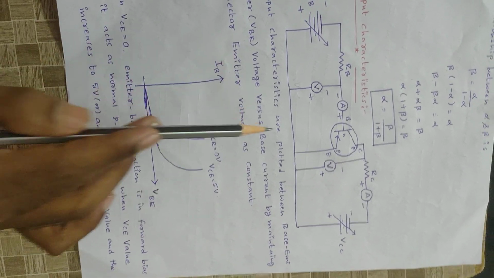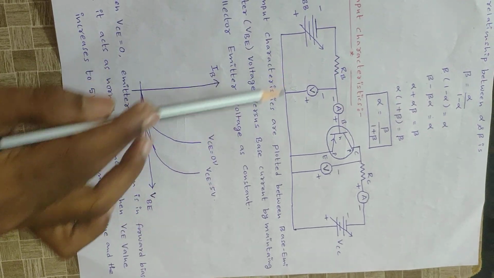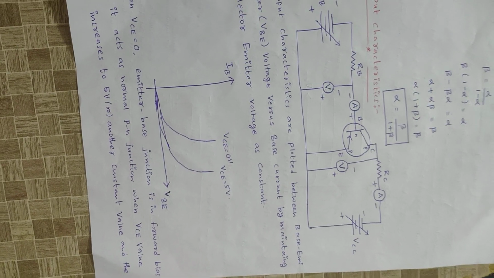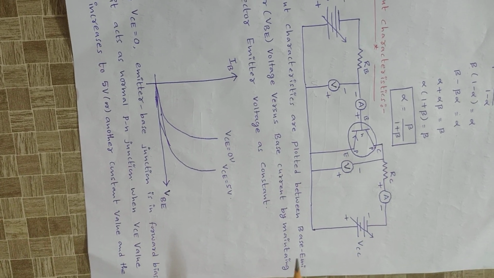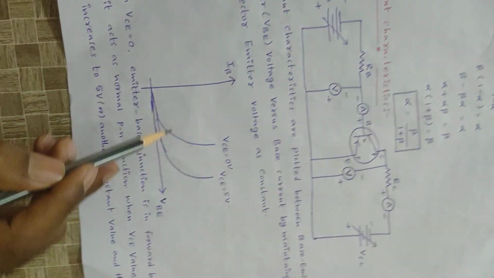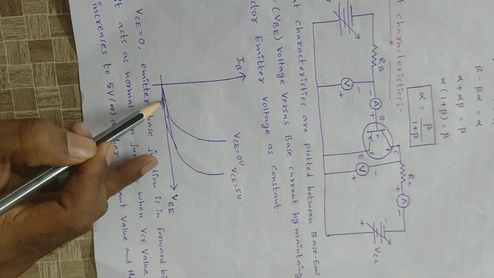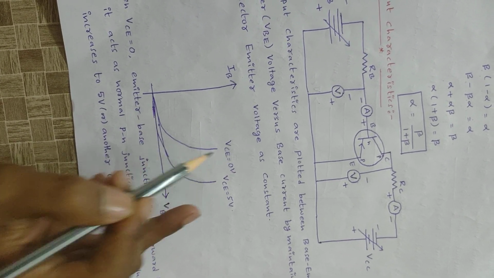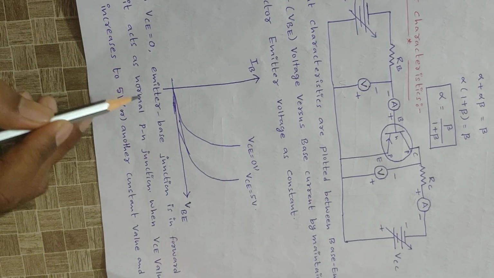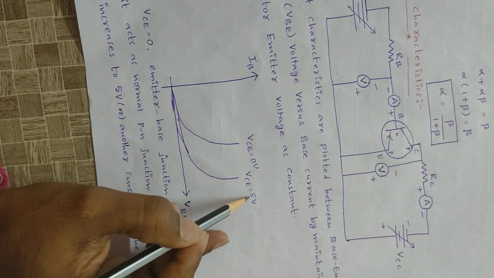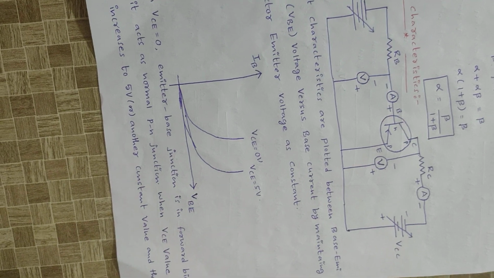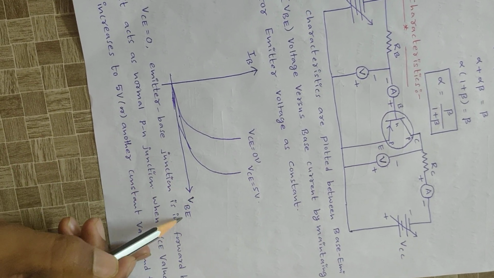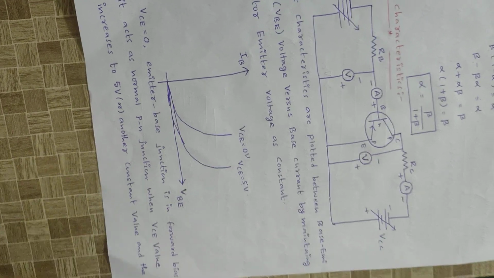When VCE is equal to 0, this input junction will act as a normal PN junction diode. Then it is in forward bias. Then, with VCE equal to 0, the current flowing through the diode increases like this, same as a diode. Next case, the VCE value increases to 5 volts. We can increase this VCE value to 5 volts by maintaining this VBE voltage as constant.